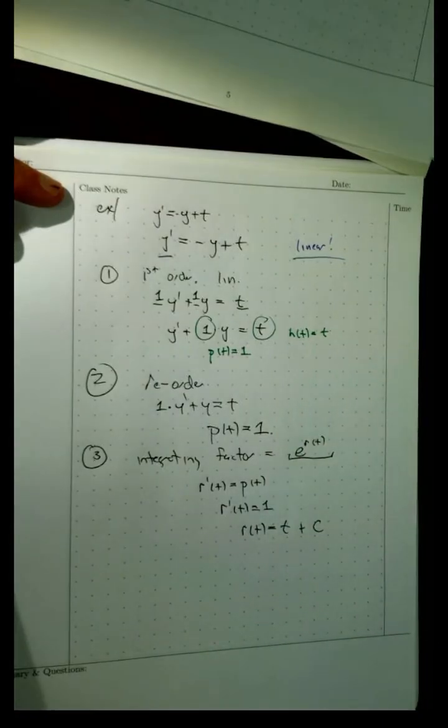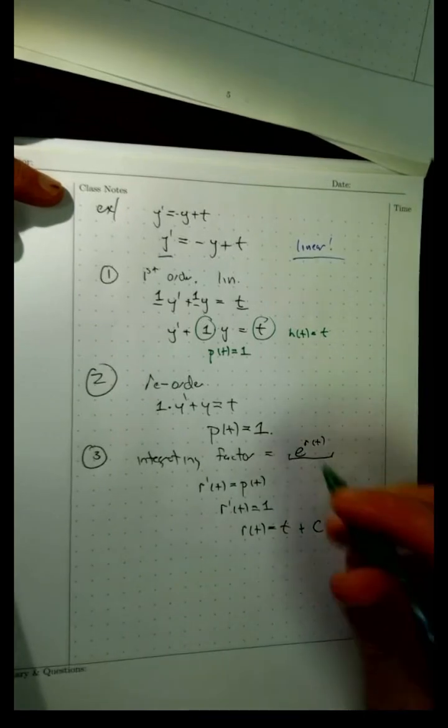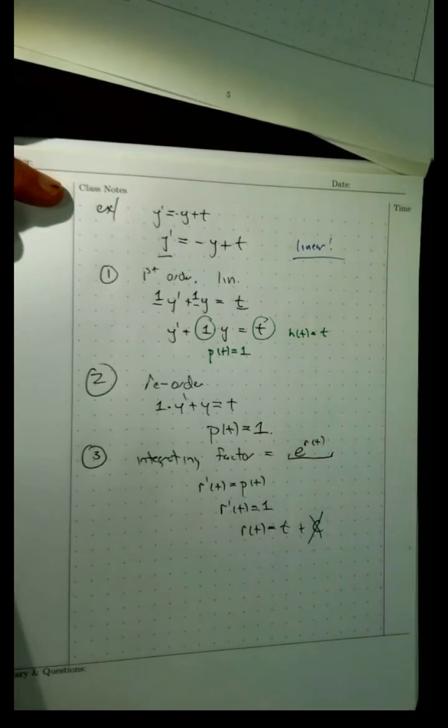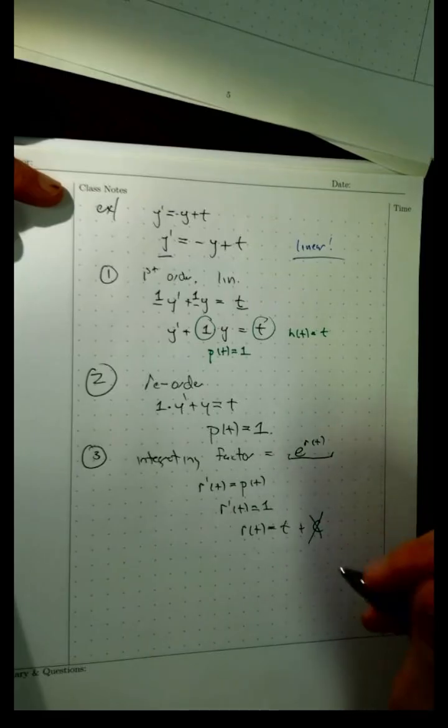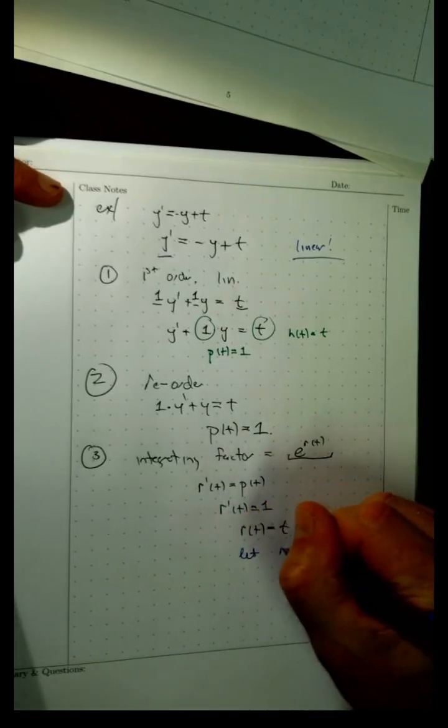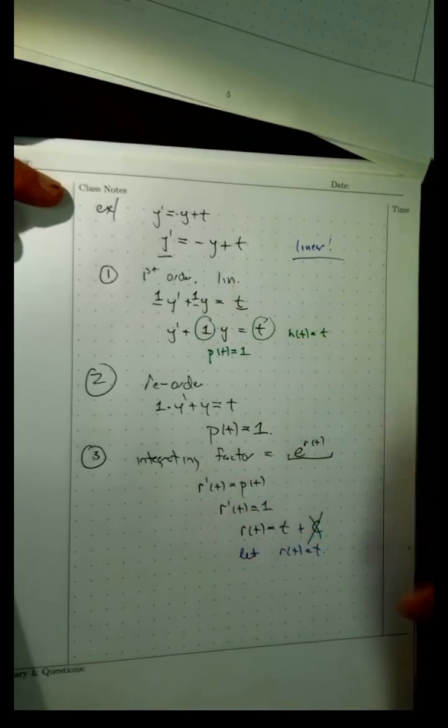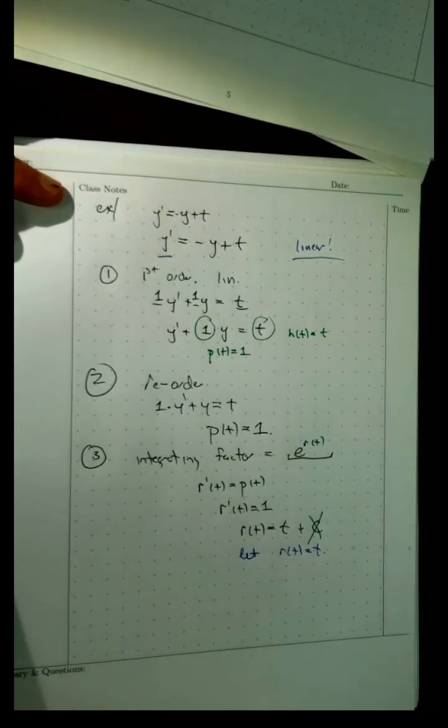Here's the thing. I don't care what c is. I'm just going to let c be 0 because I only need one solution. So I'm just going to say, let r of t be t, and I'm going to ignore the constant for now.